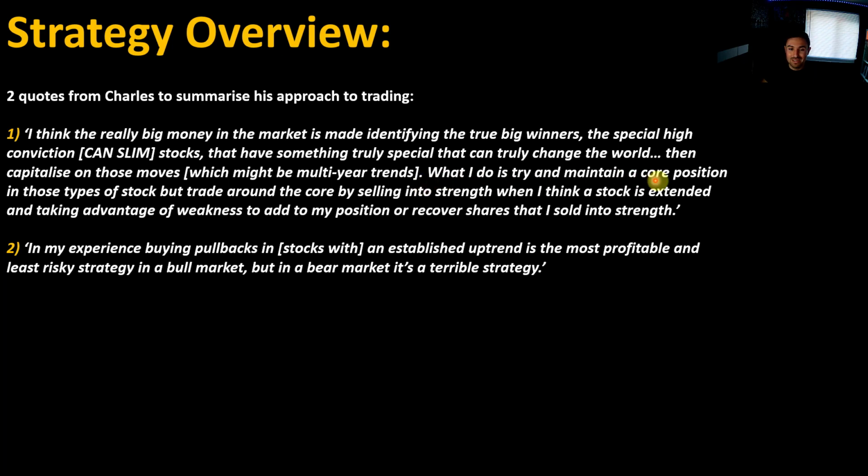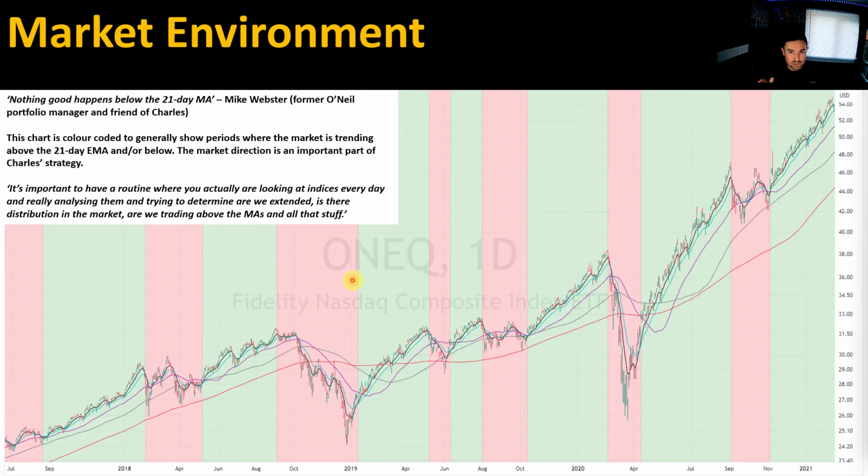What I do is try and maintain a core position in these types of stocks, but trade around the core by selling into strength when I think the stock is extended and taking advantage of weakness to add to my position or recover shares that I sold into strength. Don't worry, it's all going to make sense. In my experience, buying pullbacks in stocks in an established uptrend is the most profitable and least risky strategy in a bull market. But in a bear market, it's a terrible strategy, which segues us onto this chart here.